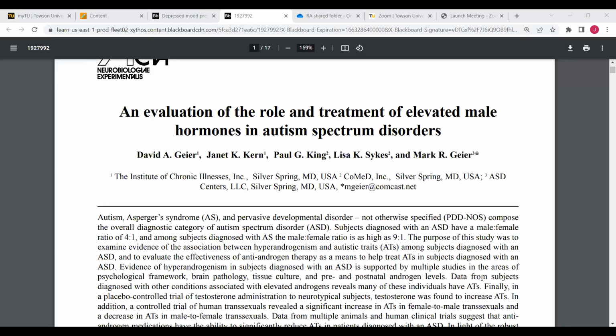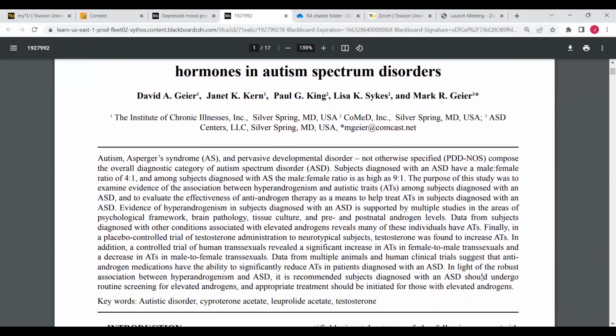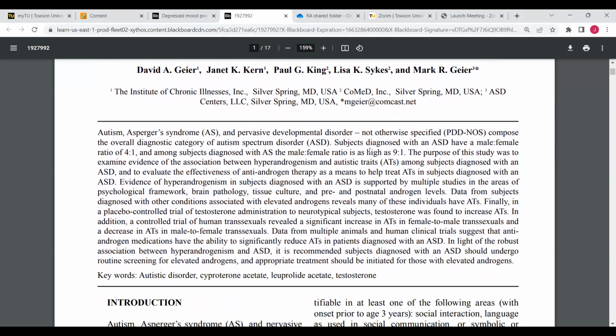As you can see, it's an evaluation of the role and treatment of elevated male hormones in autism spectrum disorders. It has some of the similar things that you'd expect to see, but this is not an article that is testing a hypothesis. This is not an article that is testing a research question. It is a review article. So when you read through it, you're going to read it with a little bit of a different eye, and you're looking to see how they summarize prior studies, both studies that are in animals and then studies that they have done, quasi-experimental, experimental designs that they've done with human beings.